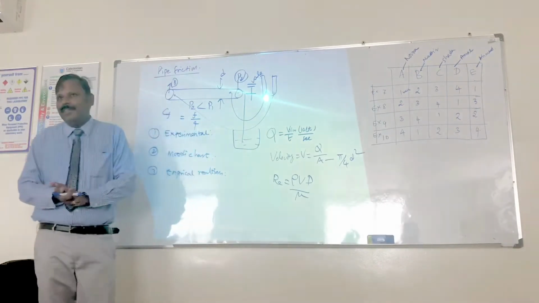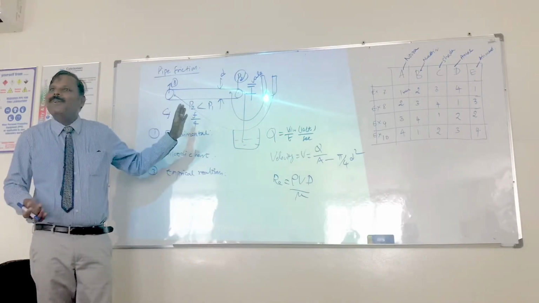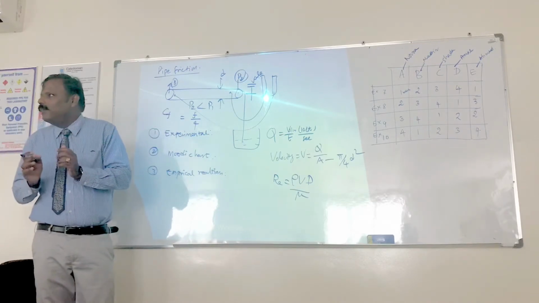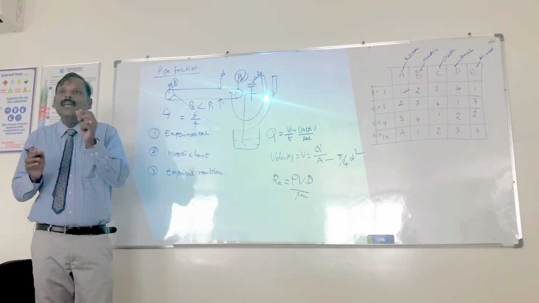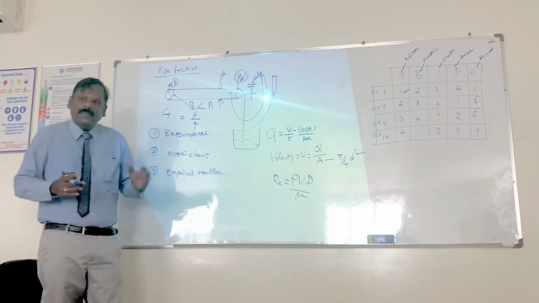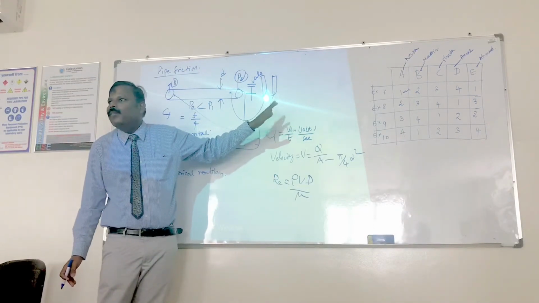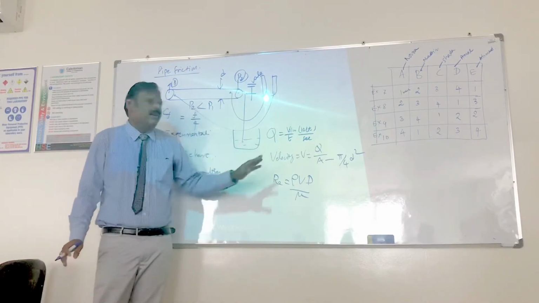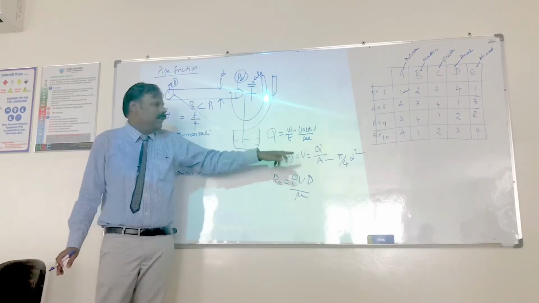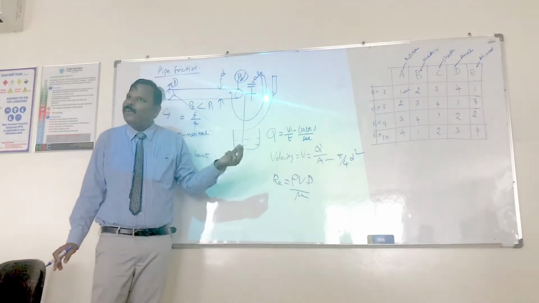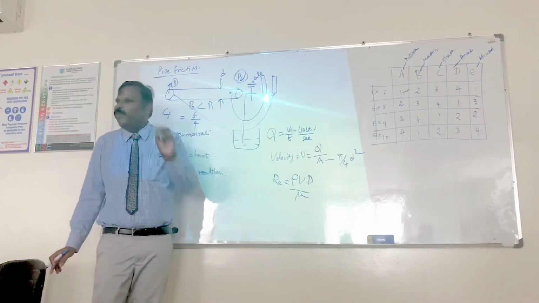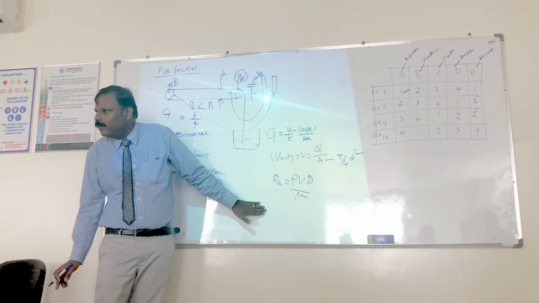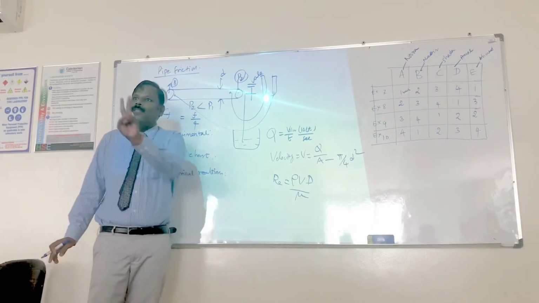Friends, we are going to switch on the pump. The pump will be running and we are going to collect the water and take the time for 10 liters of collection. From that, I can find out the volume flow rate. Once we find the volume flow rate, and I know the area, can I find out the velocity? Yes. If I know the velocity, can I find out the Reynolds number? Yes.